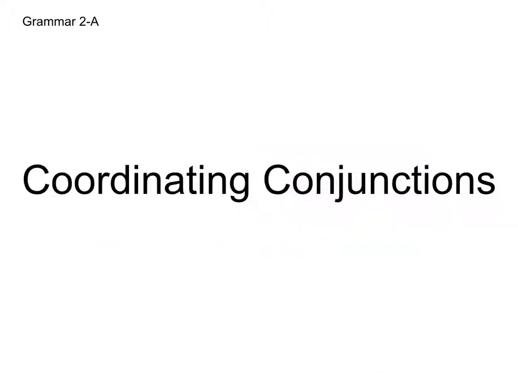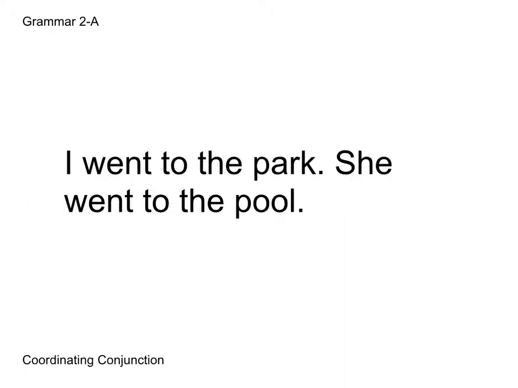Lastly, we're going to go over coordinating conjunctions. Here we're going to use a conjunction to coordinate or combine 2 sentences that have 2 different thoughts. So here we have the two sentences. I went to the park, she went to the pool. We have two different subjects, and we also have two different endings of the sentence, park and pool. So let's see, we have I and she, and now we want to combine these. Now it's important to know that I and she are the main reasons why these are two separate sentences.